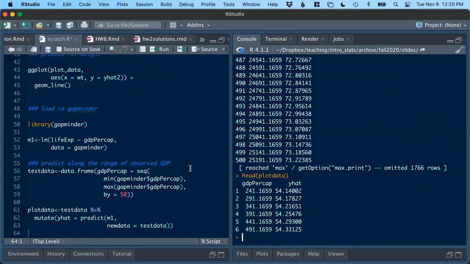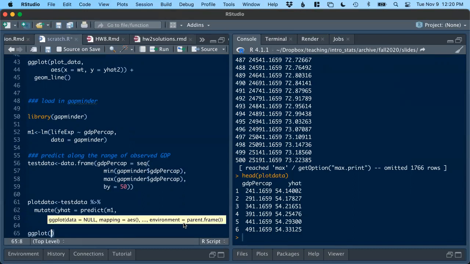But the minimum value for life expectancy is like 21. Right? So already we know this model's not going to fit especially well, right? Because the minimum value of GDP is predicting a quite high value of life expectancy that's much higher than the minimum we observe in the data. So let's check this out though.